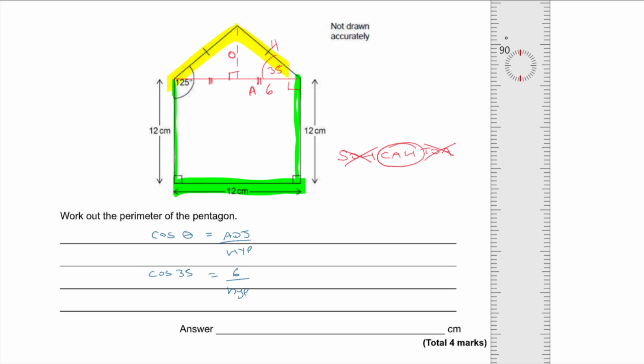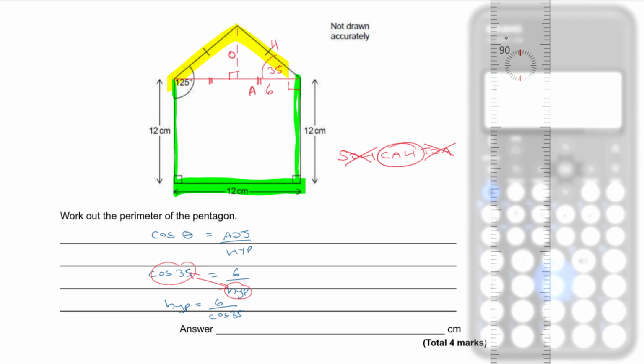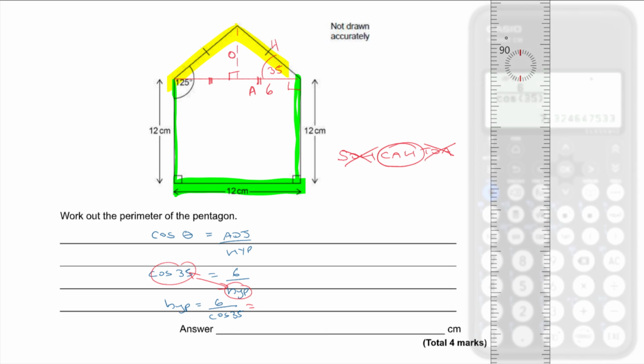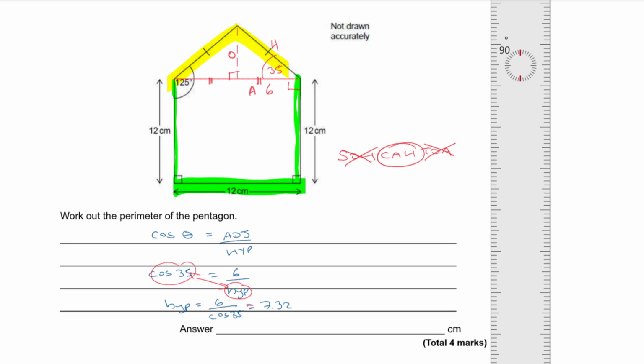Rearranging that, our height is going to be equal to 6 divided by the cos of 35. These two swap around, don't they? When you've got the thing you want to find at the bottom, you just switch these two around like that. So it's 6 divided by cos 35 into the calculator, that comes out to be 7.32 and change. I'm going to write down three significant figures, 7.32, but I'm just going to retain that in my calculator for the final calculation.